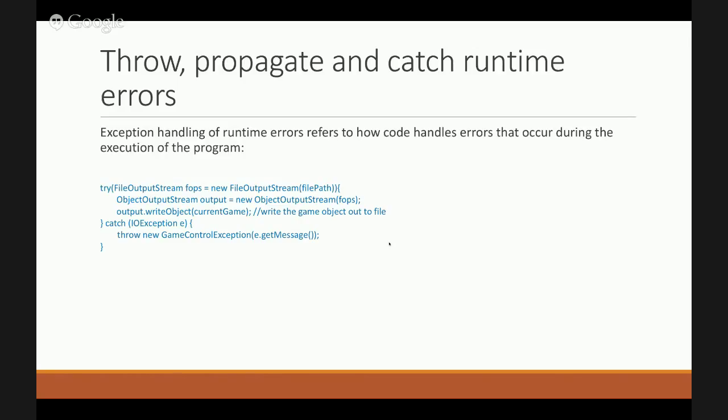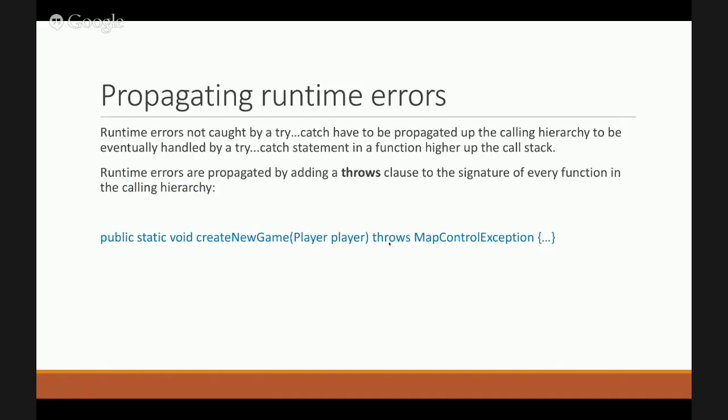If there's an I/O exception, for example, the path is not found, or for some reason the file cannot be opened, then an I/O exception is caught, and then the way the error is handled is by throwing a game control exception in this case. So this is how we use a try-catch structure to handle runtime errors within an executing program.